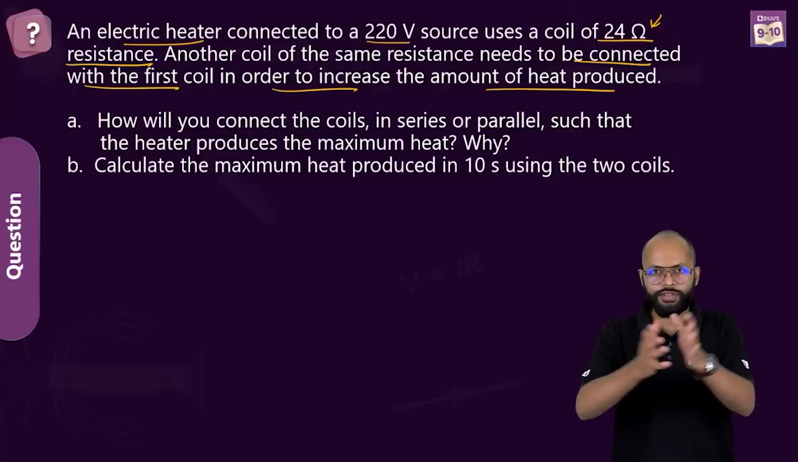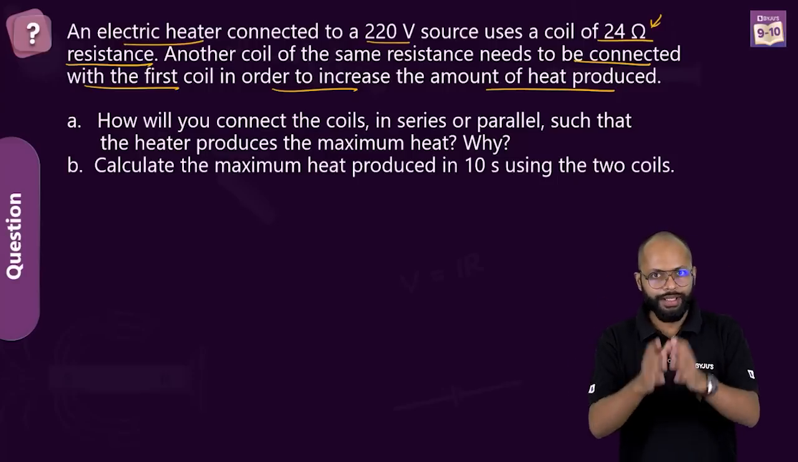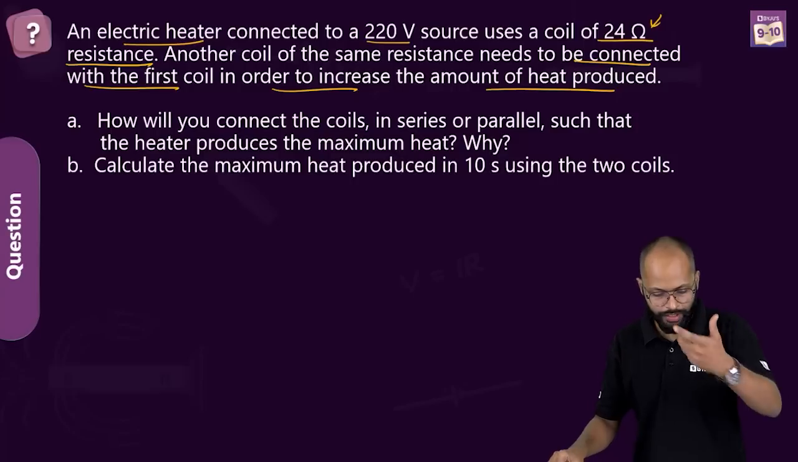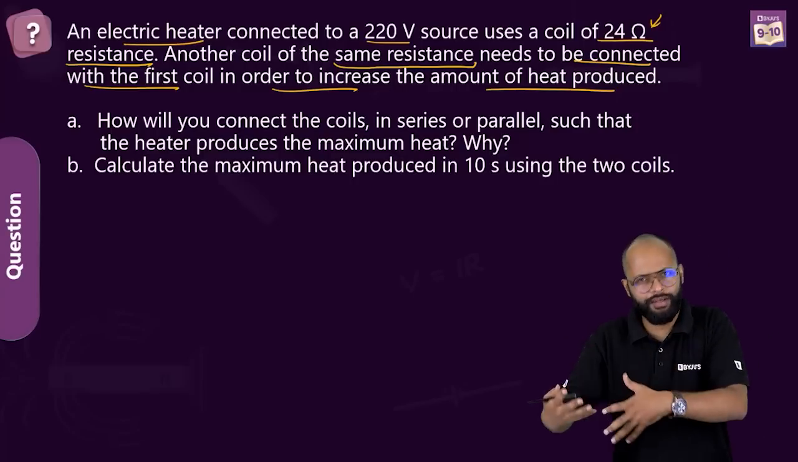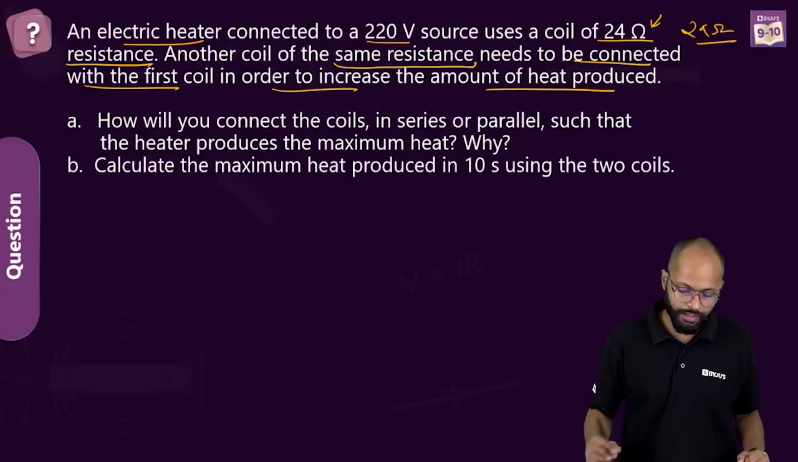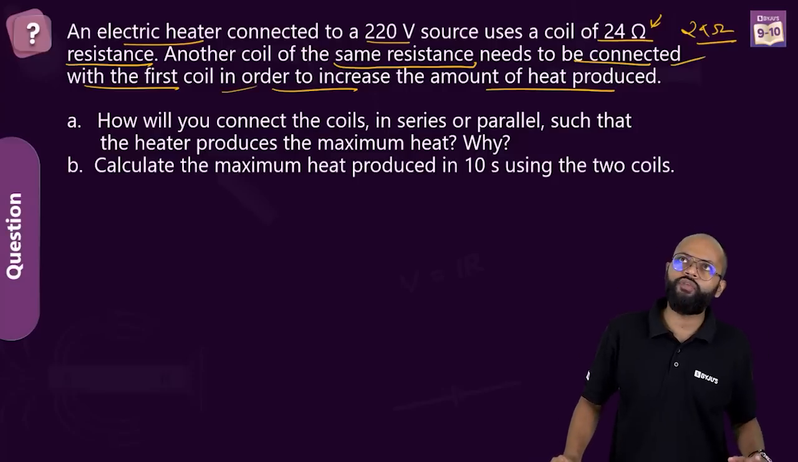Whenever you see such kind of questions now, and especially for term 2, I'm saying, have a habit to read the question patiently. Mark the important keywords. Which keyword is trying to give you what kind of a hint? Here, another coil of same resistance means how much? Quantify it, right? Don't just leave it like this. Another coil of 24 ohms again, all right? Needs to be connected with the first coil in order to increase the amount of heat produced.